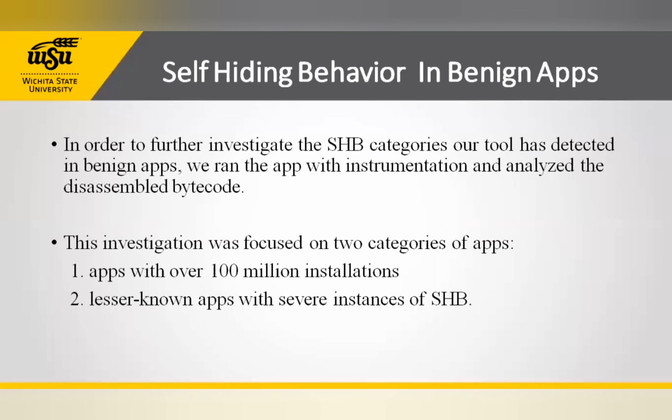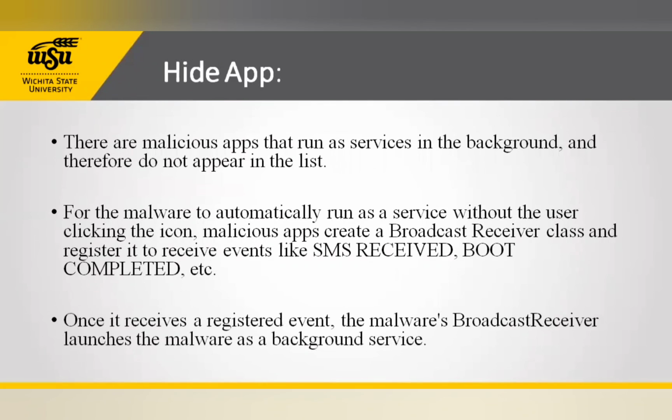I would like to continue the discussion on self-hiding behaviors. A two-part focused manual analysis has been conducted for each SHB category detected in apps by our tool. First, we inspected the disassembled bytecode, and then we ran the program with instrumentation. In order to validate the SHBs, we concentrated our inquiry on extremely popular and less popular apps that exhibited SHB in its most severe form. We hope to answer the following questions: what causes this self-hiding behavior, and what are the consequences for the end user?